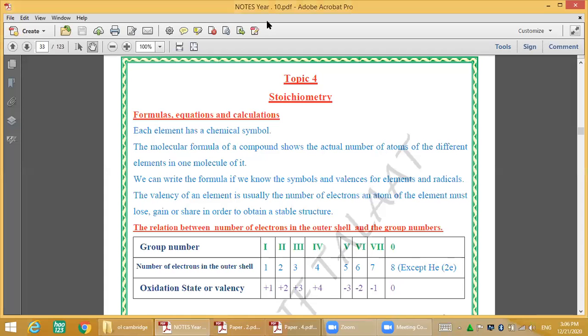In stoichiometry, you must know how to write chemical formulas, how to balance chemical equations, and then calculations. At the beginning, number one, how to write chemical formulas. To write chemical formulas, you must know the valency. We said before that we have group and valency.